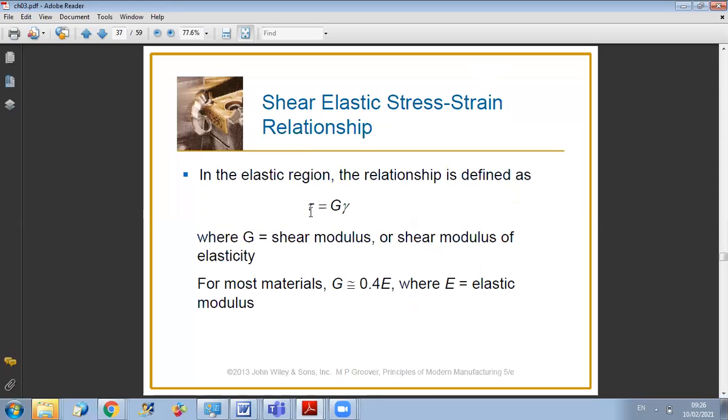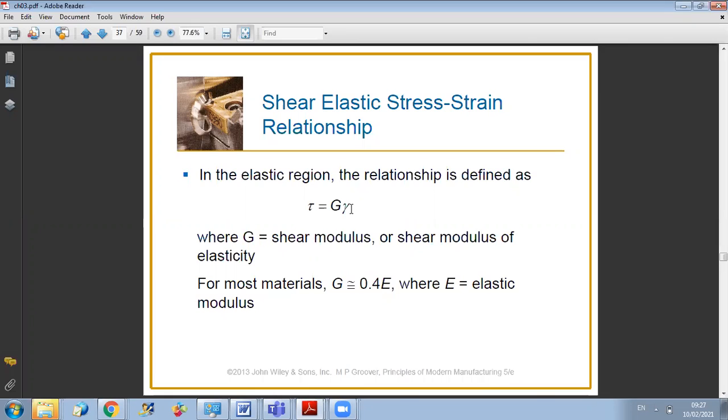So the shear stress is equal to G times the shear strain gamma, where G is the shear modulus. So instead of the elasticity modulus, we have the shear modulus G. And we have a linear relationship between the shear stress tau and the shear strain gamma.